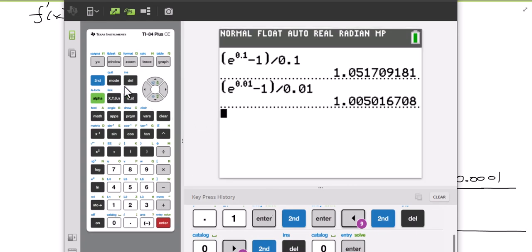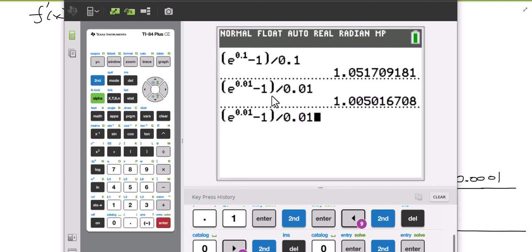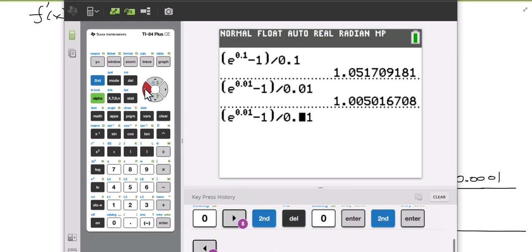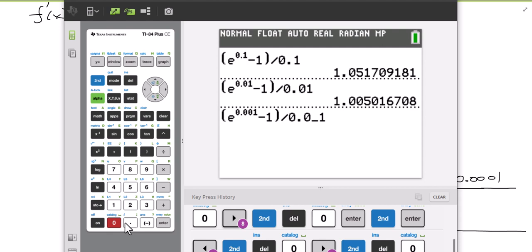If you have one of these calculators, like a TI-30X, it should still do the same thing. Right above the enter, you should see it says entry. If you go second and enter, it puts the previous entry there, and so you can just go back. What I'm going to do is second insert, and I'm going to add a 0. And then I'm going to go to the other one and do the same thing: second insert and add a 0.